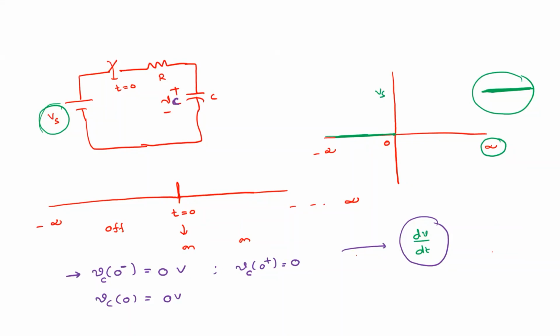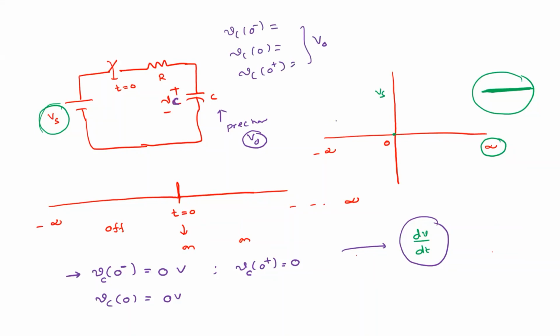Similar case: let us assume that in the same circuit, this capacitor is already pre-charged, with voltage V0. So the initial voltage across the capacitor is V0. Now tell me, what are VC of 0 minus, VC of 0, and VC of 0 plus? All are equal to V0.